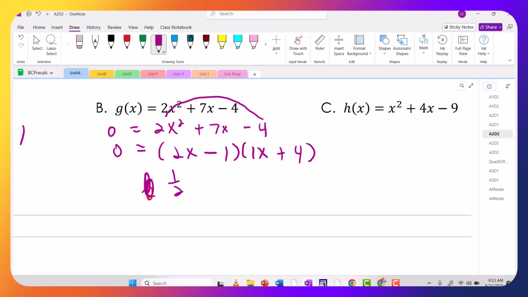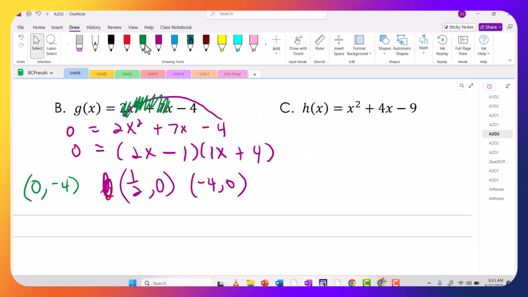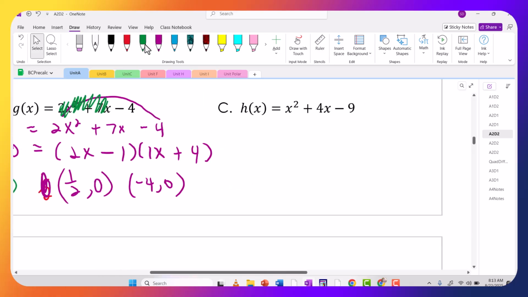When I set this equal to 0 and solve, I get 1 over 2. When I set this equal to 0 and solve, I get (-4, 0). And then the y-intercept, forget about it. When you're in this form, the y-intercept is (0, -4). I plugged in 0 for x. The y-intercept is that last term. It's very simple.